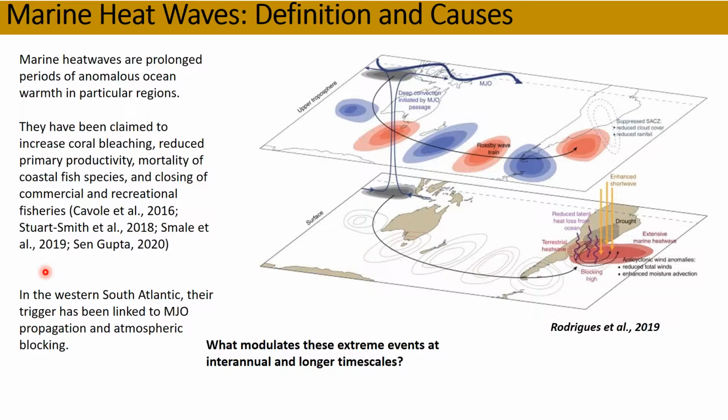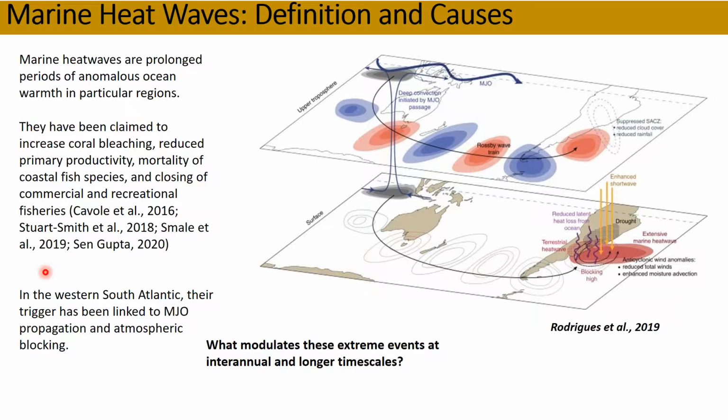So for the South Atlantic, a recent paper was by Regina Rodrigues et al. in 2019. They analyzed in the western side of the South Atlantic what would be triggering these warm events, and the conclusion they came to is that they're mostly linked to atmospheric blocking events due to the Madden-Julian oscillation.